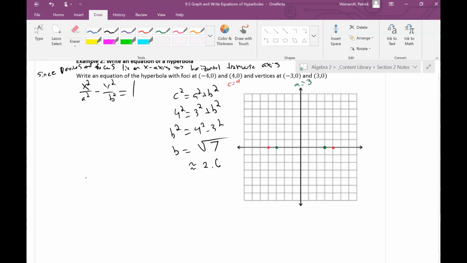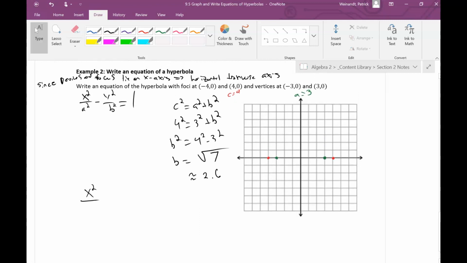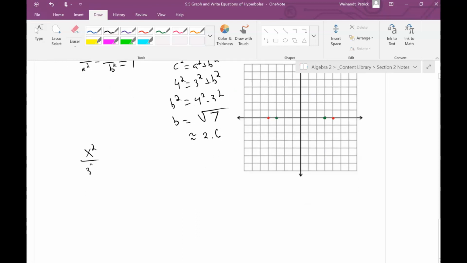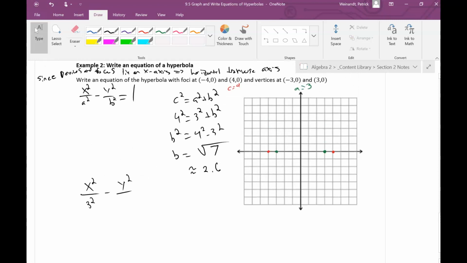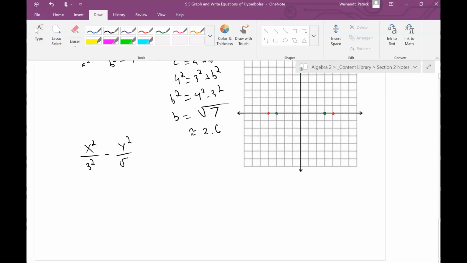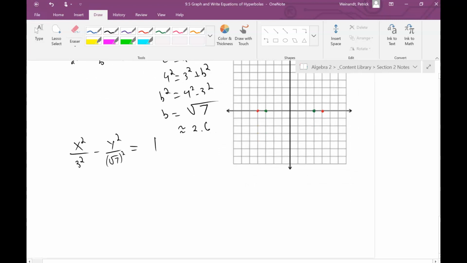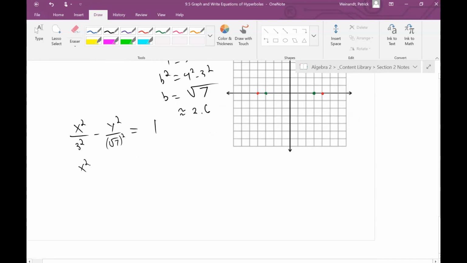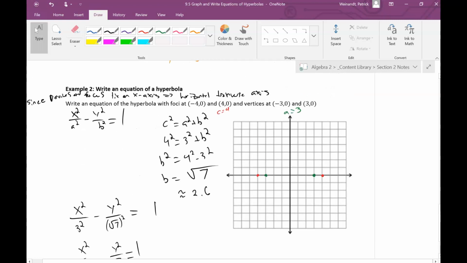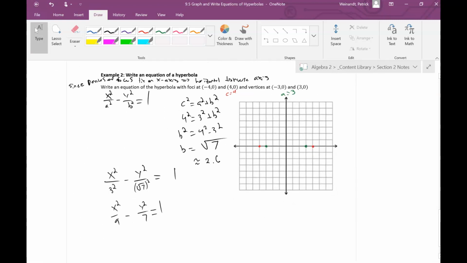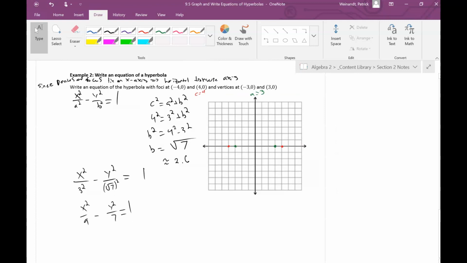So we know that our equation is going to be x squared over a squared, and our a value is 3, so 3 squared, minus y squared over b squared, which is the square root of 7 squared, and that's going to be equal to 1. Simplify that, we have x squared over 9 minus y squared over 7 equals 1. And that's all we have to do in this problem. We just want to write the equation of the hyperbola with the foci and vertices given.